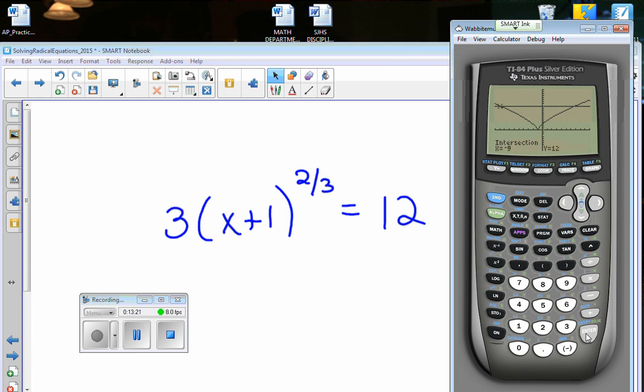If you're in your y equals, how do I get that fractional exponent? Go to alpha y equals, and it will say n/d. That means numerator, denominator. So I did get negative 9 and 7.